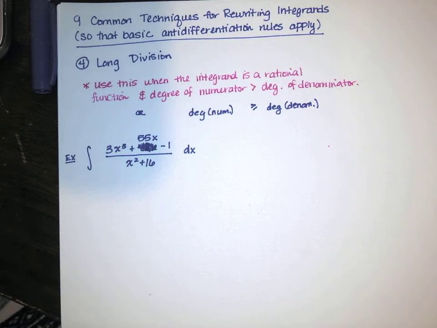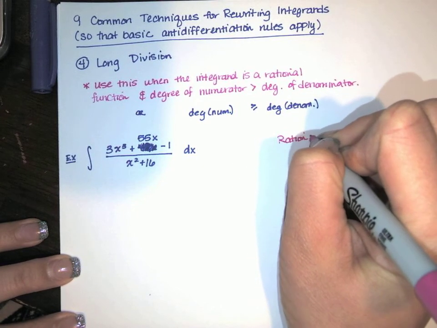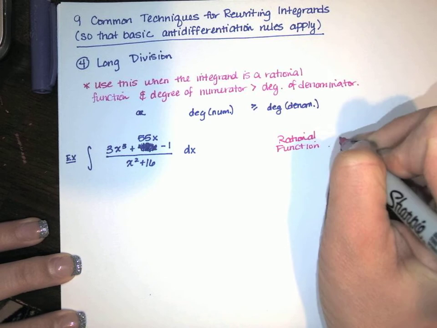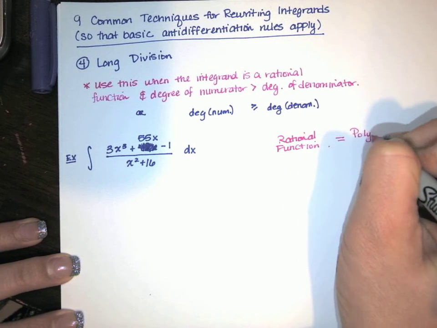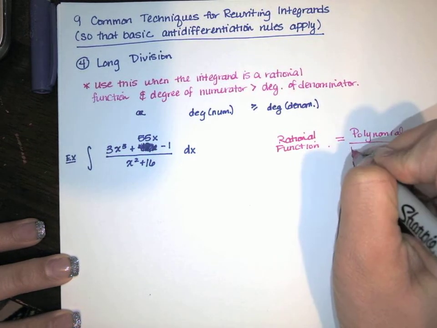Hey guys, this is the fourth of our 9 common techniques for rewriting integrands so that our basic antidifferentiation rules apply. And the fourth technique is long division. I'm only going to use this when the integrand is a rational function, and just remember, rational function just means a polynomial divided by a polynomial. So you've got some polynomial up here, and you're dividing by some polynomial down here.